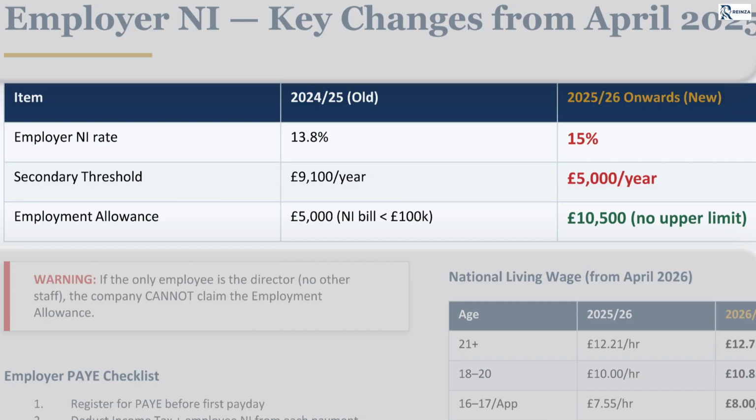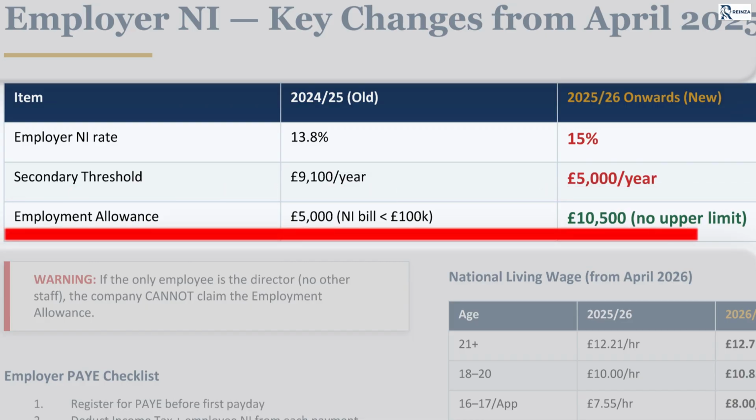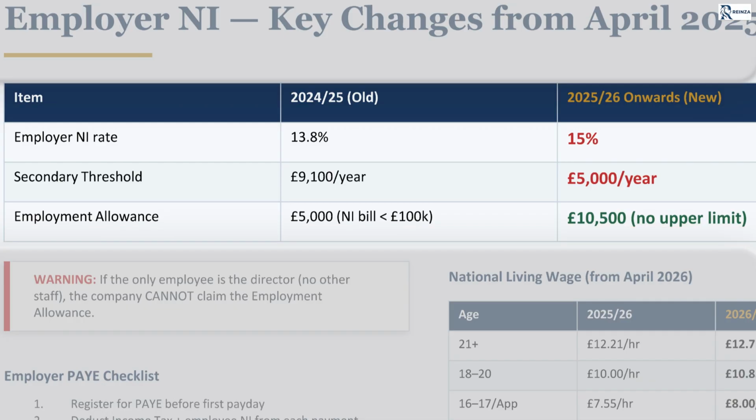And third, the employment allowance has been increased from £5,000 to £10,500, and the previous upper limit on NI bills has been removed entirely. These first two changes mean employers are paying more NI. But the increased employment allowance of £10,500 helps offset this for many small businesses.